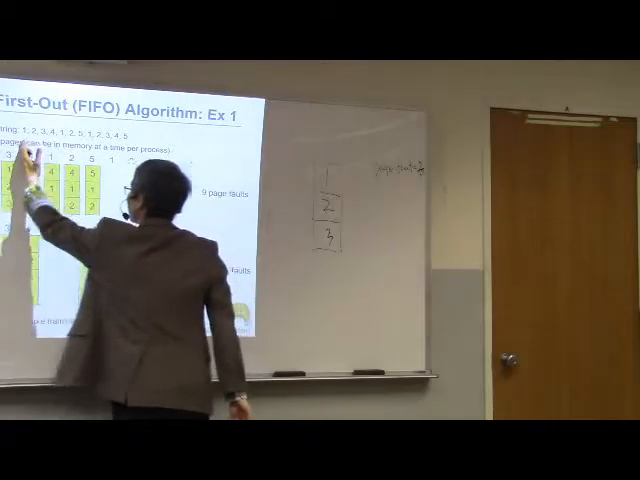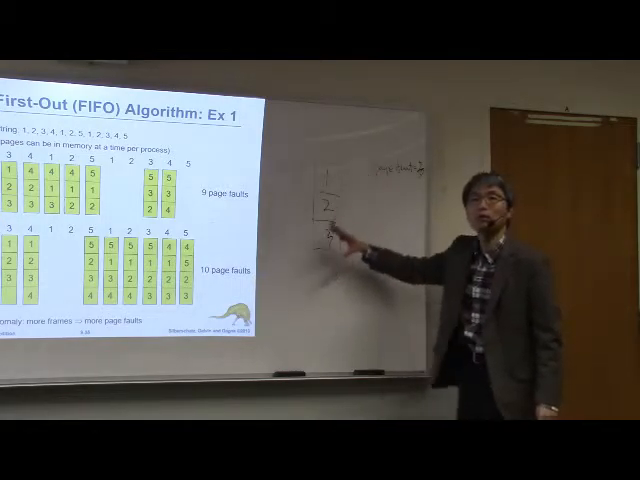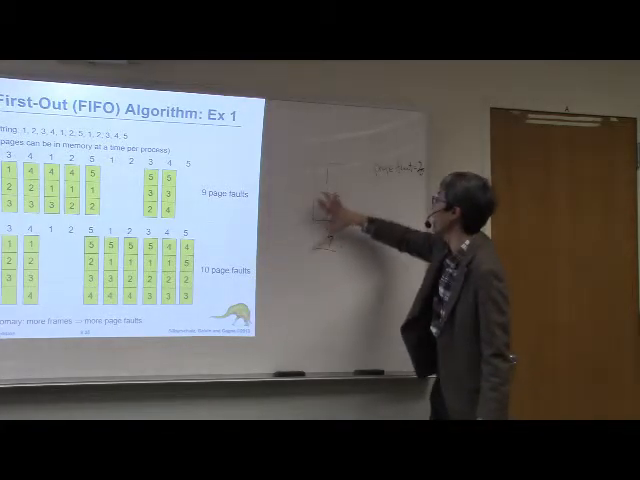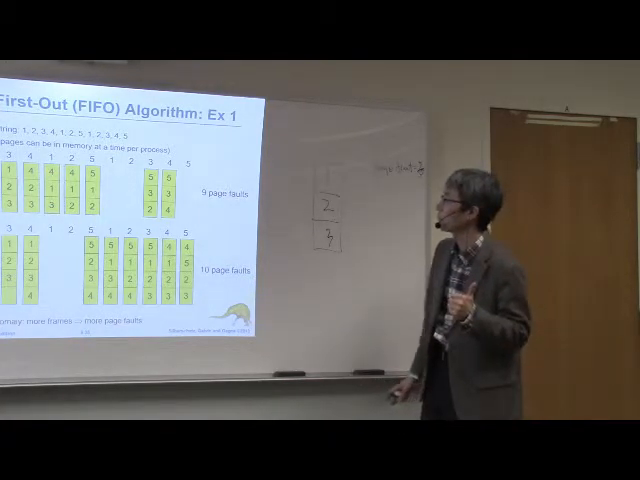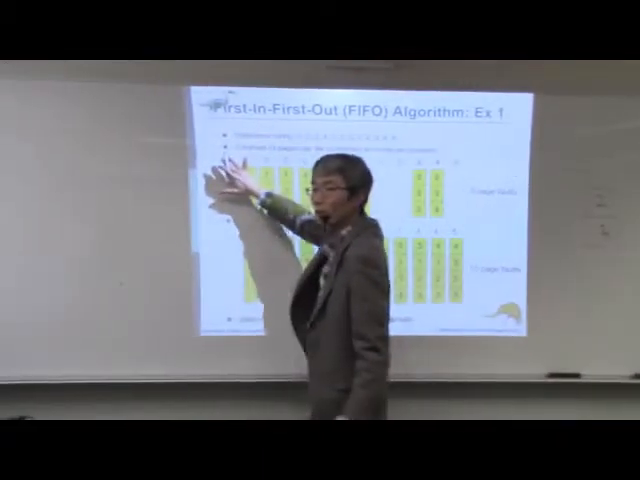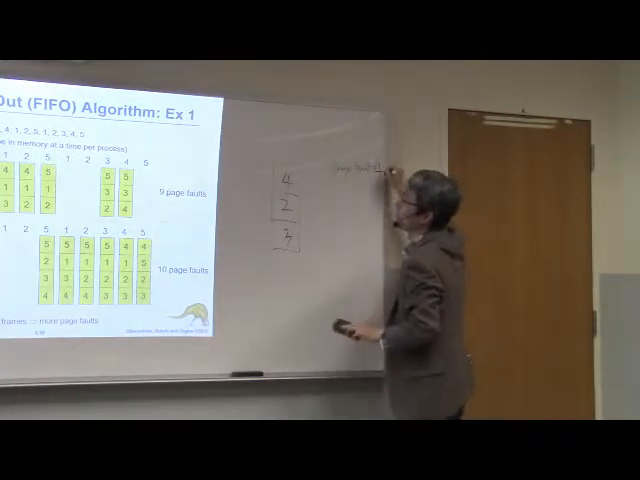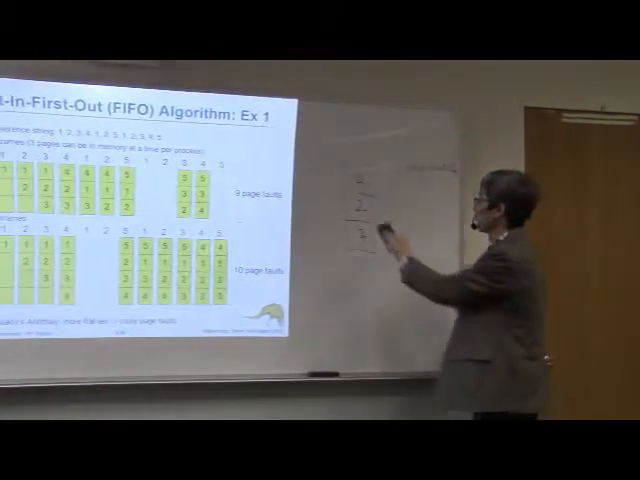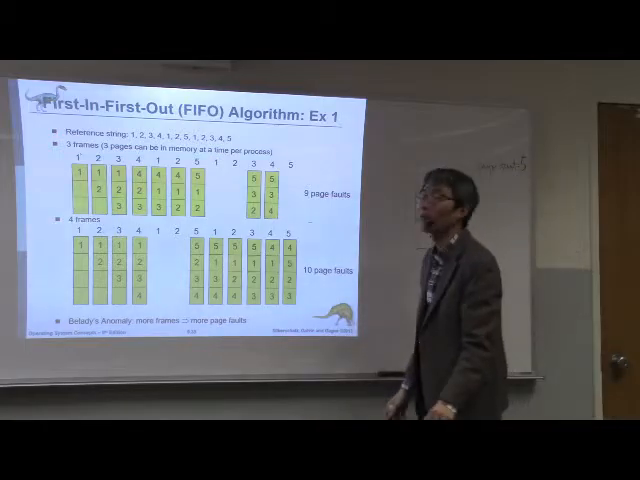So up to this time. What about 4? Is there any 4? No. We cannot find 4, and we also do not have a free frame. So we need to decide the victim this time. How can we decide? First in, first out. Which one is the oldest? Take a look back. This one is the oldest, so this one will be replaced by page 4. The next one, 1. Do we have 1 here? No. So this one is the oldest, so it will be replaced. So page faults so far are 5.